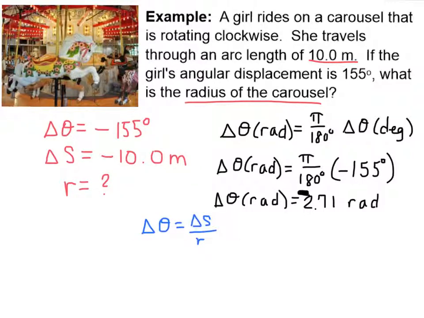Next, we will use our angular displacement equation and plug values into that and solve for R. Here is my angular displacement in radians, and this is the delta S, the change in arc length that we have been given there. And when I solve that algebraically, R equals 3.69 meters.